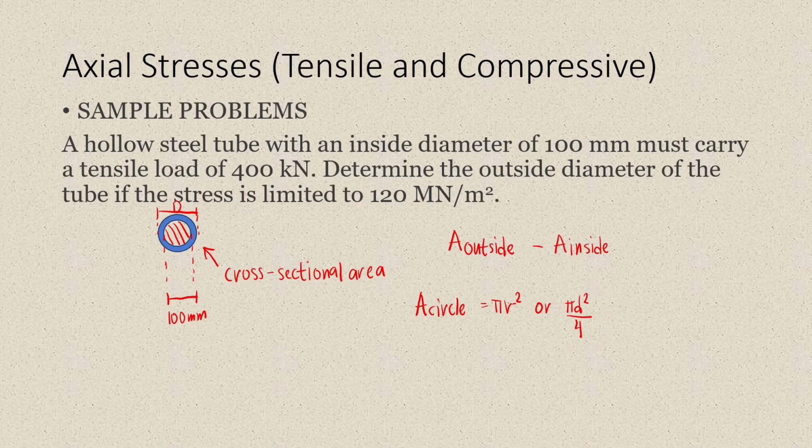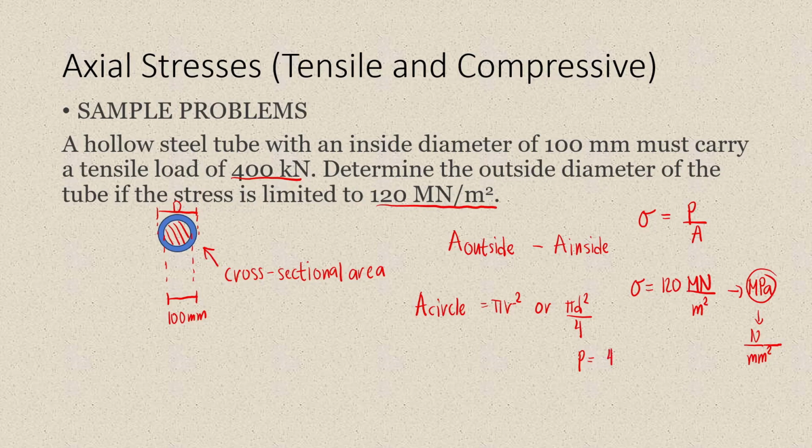Now recall that stress is equal to force over area. Our stress is limited to 120 MN per m squared. And so recall that this is just MPa because we have meganewtons. And also recall that MPa is just equal to Newton per mm squared, as we have discussed earlier. And then our force P, which is our tensile force, is 400 kN. And so plugging in our values, we have stress equals force over area. Our sigma is 120 MPa, or Newton per mm squared. And then that's equal to P, which is 400 kN, divided by the area, which is the area of the outside circle minus the inside circle.